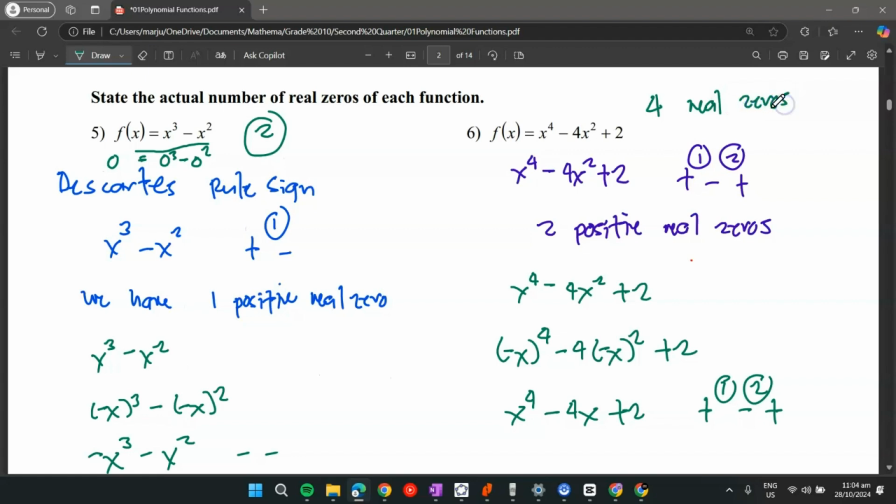Remember, the degree tells us the maximum number of roots that we can have from a given polynomial. So in this example, we have 4. We have 2 that are positive, and the other 2 are negative real roots.